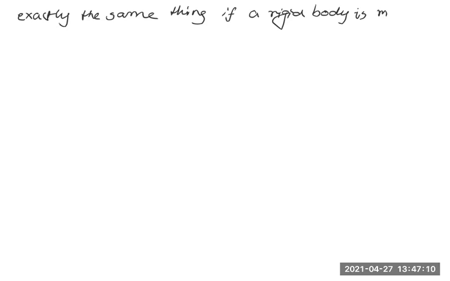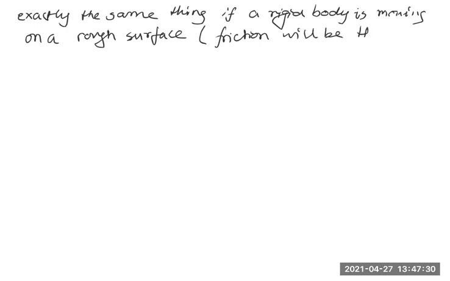Okay, exactly the same thing if a rigid body is moving on a rough surface. So in this case, friction will be there. Ab hamein friction ka direction pata karna hai, wo main next class mein aapko friction ka direction bataunga. But the point is that you don't need the direction of friction. You can assume any direction of friction and you get the right answer. Maaloom hona chahiye ye alag baat hai, lekin main kuch bhi assume kar loon kaam chal jayega.